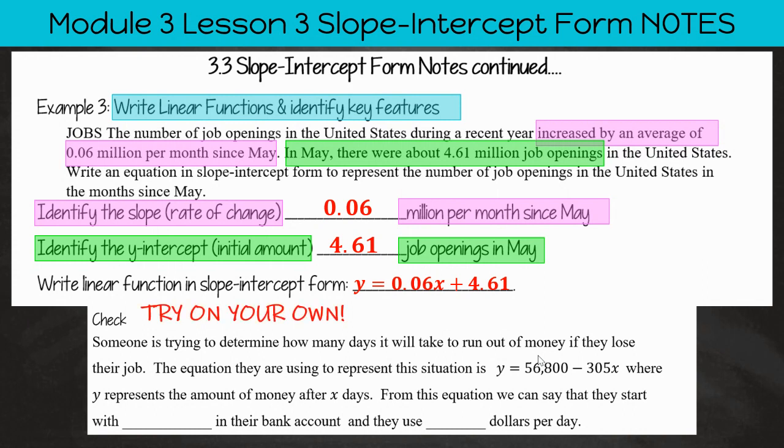Now I want you to try the check on your own. They've already given you the slope-intercept form of the equation. You just need to identify the m and the b. So how is it moving and where did it begin?